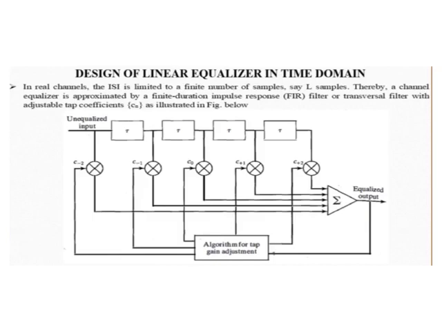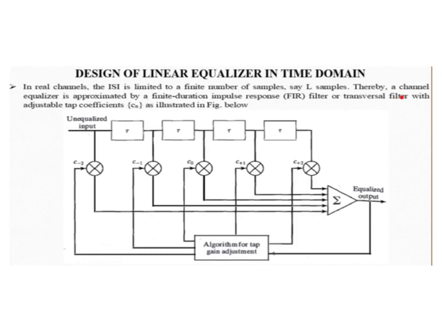Now let us discuss how to design these linear equalizers in time domain. The design of linear equalizers in time domain. In real channels, the ISI is limited to a finite number of samples. Let us say that those samples are L samples. The ISI is limited to a finite number of samples in real channels, not in ideal channels. In ideal channels, we will not be able to predict the number of samples. Practically speaking, in real channels, it is limited to only L samples.